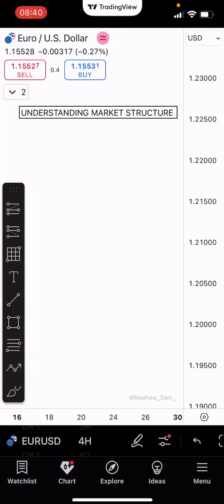Understanding market structure. You've been marking your structures but wrongly. Here's a better way. Now the market moves in an uptrend or a downtrend and consolidates a little of the time. After that, it breaks from that consolidation. Now it follows a pattern.